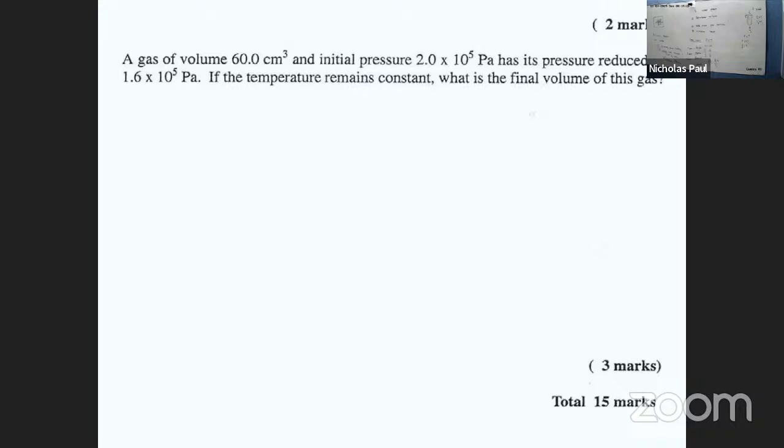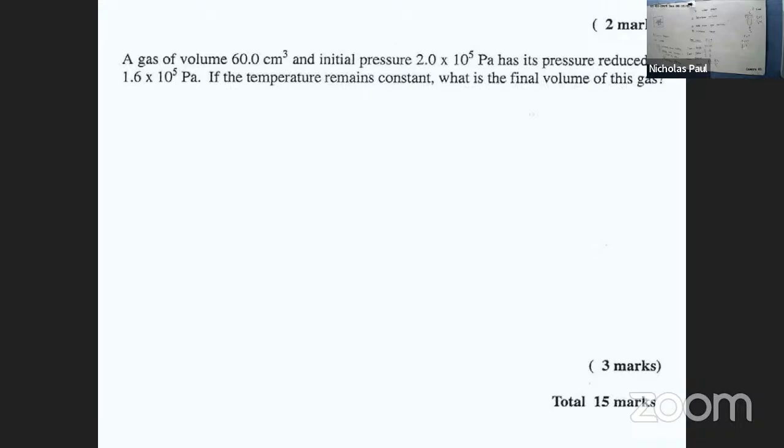So you have to figure out which law to use. Read it back. A gas of volume 60 cm³. So that's V1. And the initial pressure is 2 by 10 to the 5. That is your P1, right? So V1 is 60 and P1 is 2 by 10 to the 5.